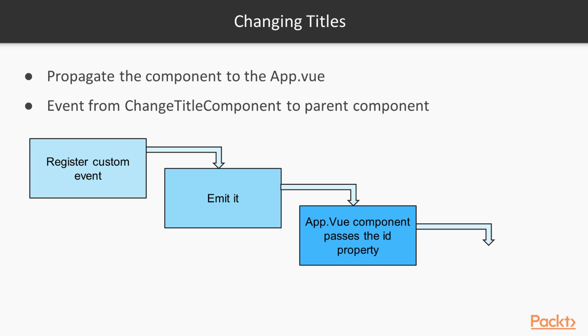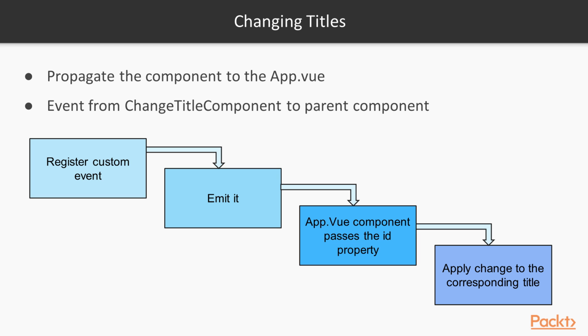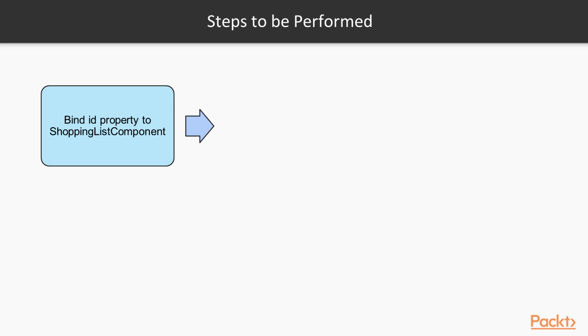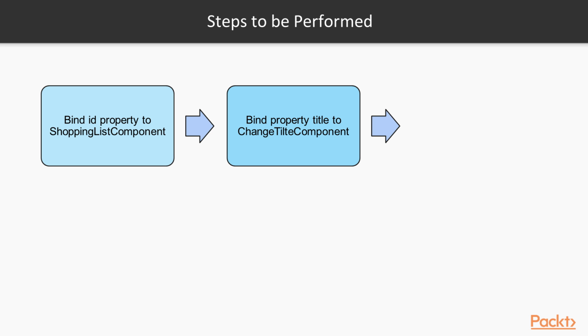For this to happen, app.vue should pass the ID property to the component, and the shopping list component should register it in its props attribute. So, we will perform some steps. Bind the ID property to shopping list component on its creation inside the app component's template. Bind the property title instead of vModel to the ChangeTitle component from within the shopping list component.